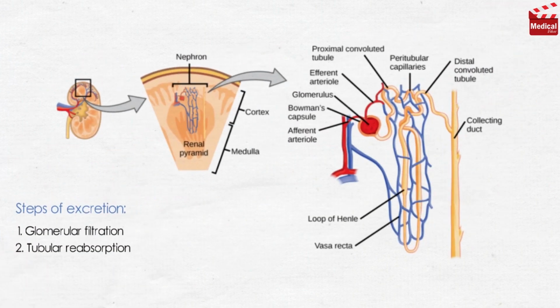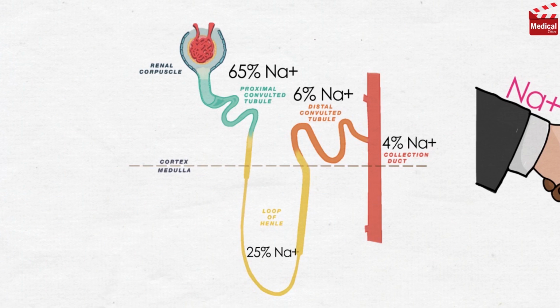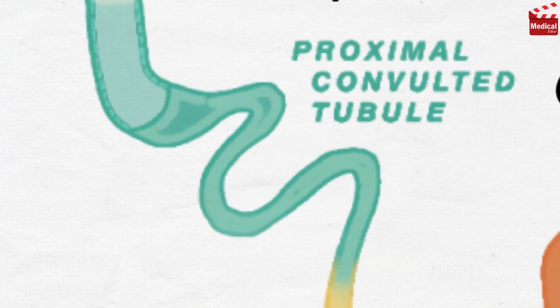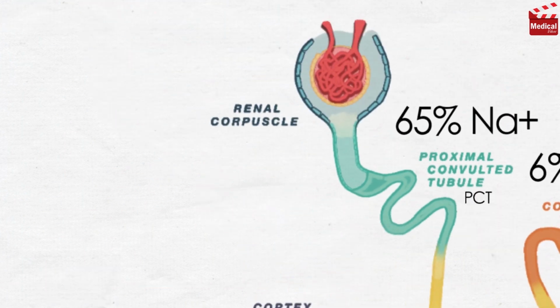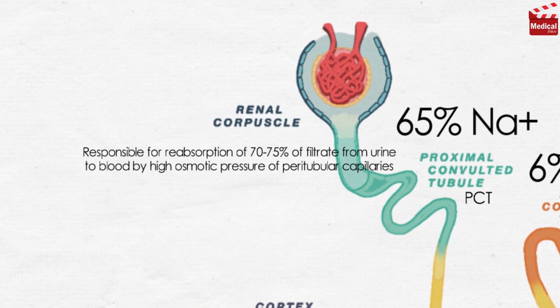The third step is tubular secretion. The body chooses to discharge some materials actively, using carriers and energy, from the blood directly into the tubular lumen, to the filtrate. Now let's discuss sodium reabsorption mechanisms, to be able to understand the mechanisms of the different groups of the diuretics. Proximal convoluted tubule. Responsible for reabsorption of 70 to 75% of filtrate from urine to blood.